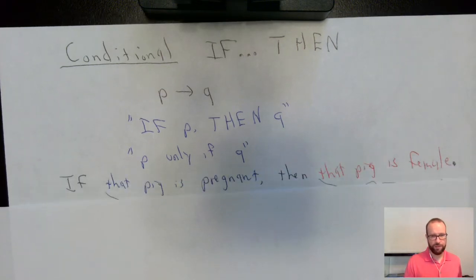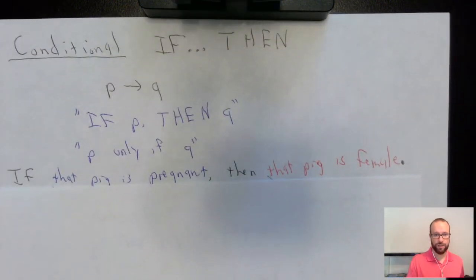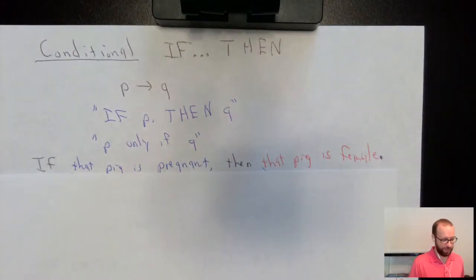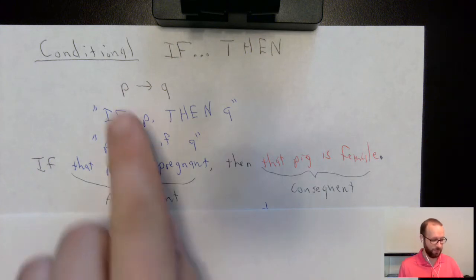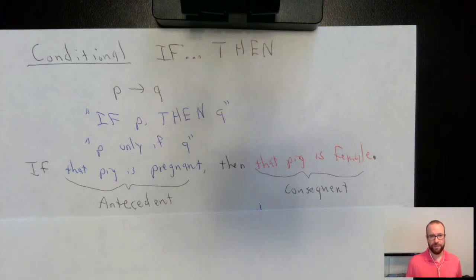If we have a conditional statement, for example, if that pig is pregnant, then that pig is female, that is a conditional statement, an if-then. The first part, that pig is pregnant, is called the antecedent, and the second part is called the consequent. I'm only bringing this up so that when we talk about conditional statements, I can talk about the antecedent, the first thing, the thing that comes before the arrow, and the consequent, the second thing, the thing that comes after the arrow. It just makes it easier to communicate about these things.